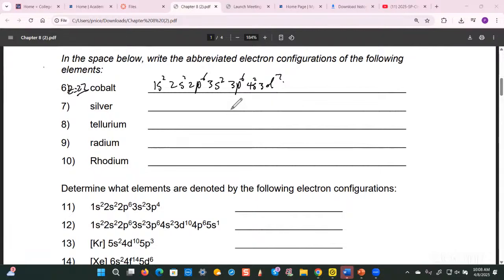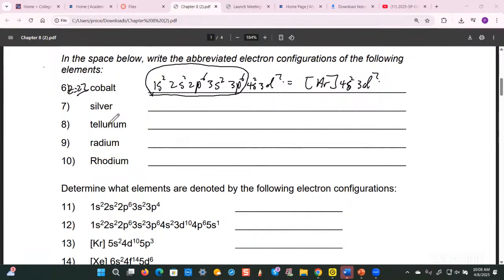Now, to get from here to the abbreviated version, what do we do? Where's cobalt? Cobalt is there, so the group A element that comes before it is what? Argon. So argon would be equivalent to all this I'm circling here. The final answer would be the symbol for argon in square brackets, and then 4s2 3d7. That would be the abbreviated version. I would strongly recommend that you do the full electronic configuration first, then figure out which group A element comes before that particular element, and based on that, determine the electronic configuration.